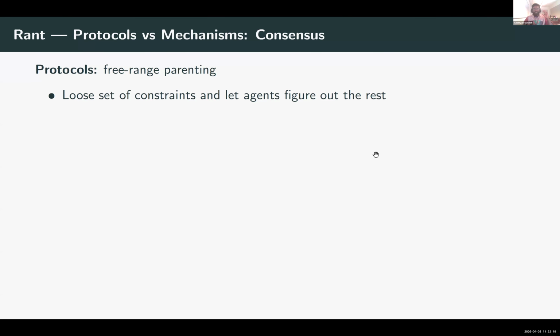So when I say protocols, think of it as free range parenting the blockchain community, right? I just set a bunch of loose constraints, and subject to these constraints, I really don't care how agents behave. It's up to them to figure out how they want to play. One example is how we might want to think of today's longest chain consensus in Bitcoin.